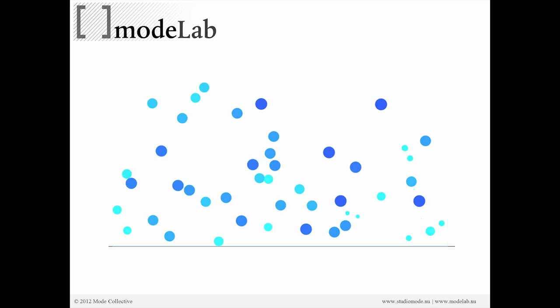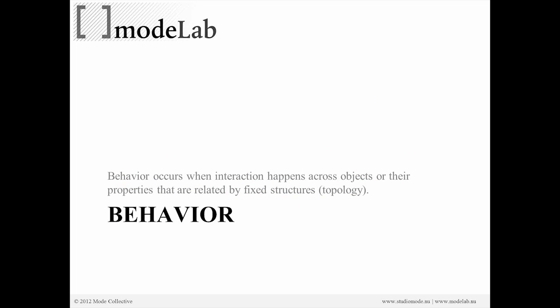So we're going to add some more functionality into the ball class. Okay, so we've been talking very generically about behavior, so let's go ahead and define it at this point. Behavior occurs when interaction happens across objects or across those objects' properties that are related by fixed structures. Okay, so what does that mean?